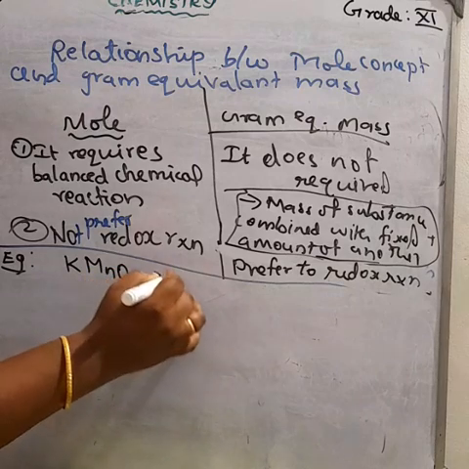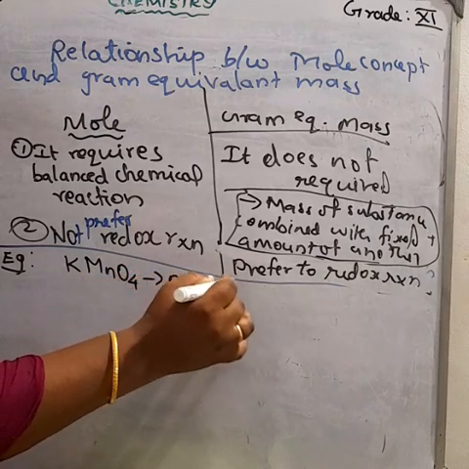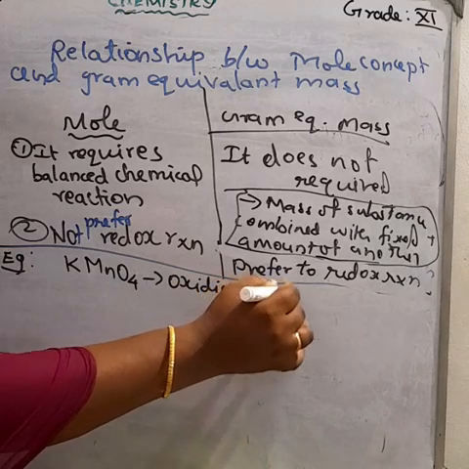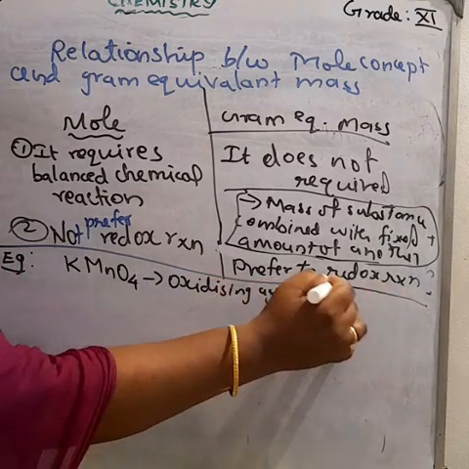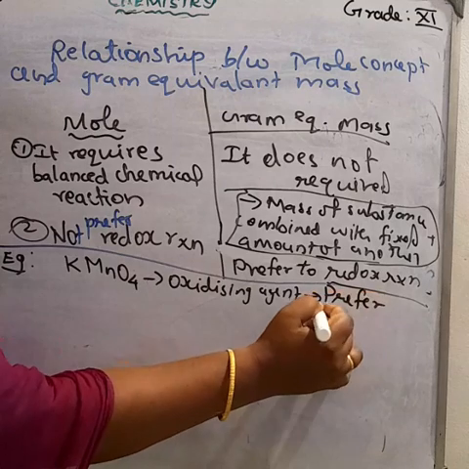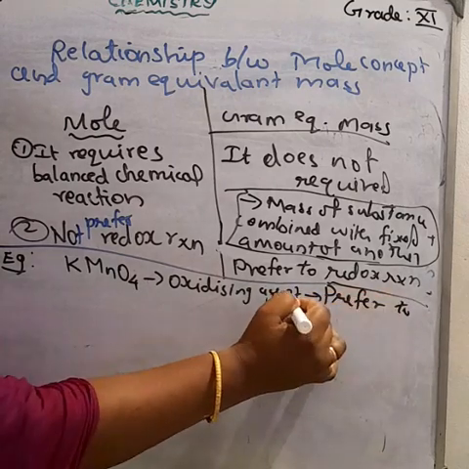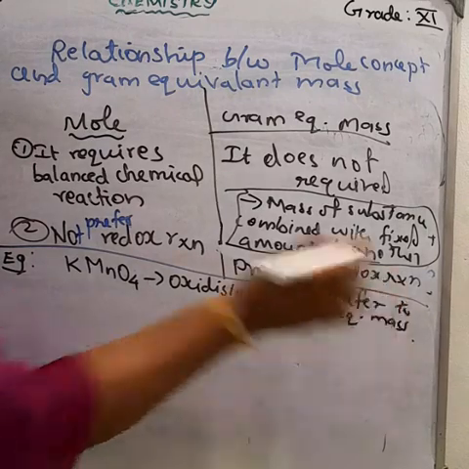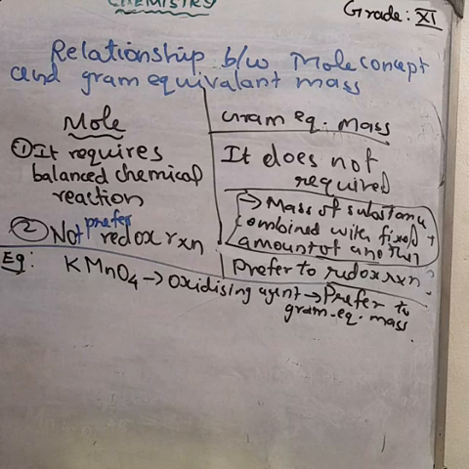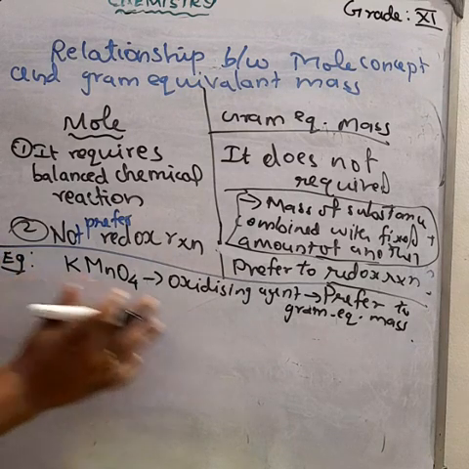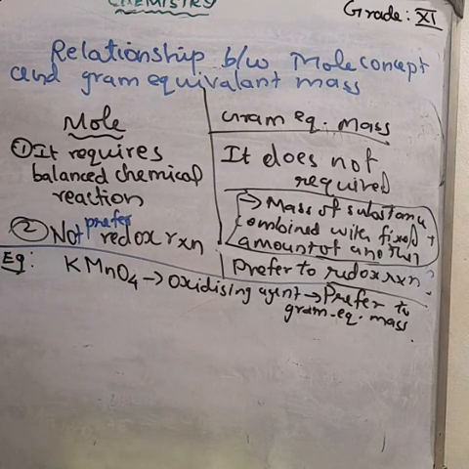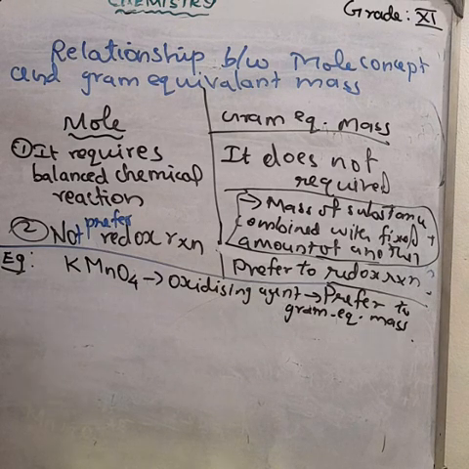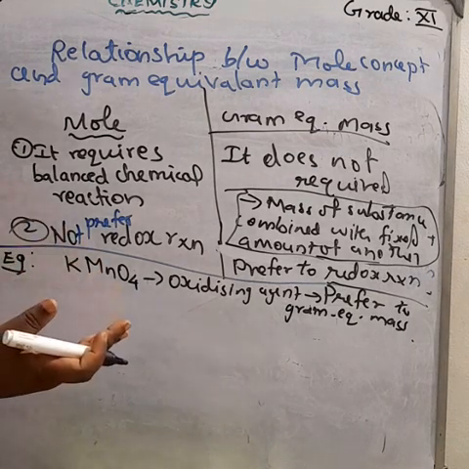So it is preferred for the gram equivalent mass, for the redox reaction. KMnO4 is one of the oxidizing agents. If we know the equivalent mass of KMnO4 and anhydrous ferrous sulfate, without writing the balanced chemical reaction, we can straight away say how many grams of potassium permanganate are needed to react with the ferrous sulfate.